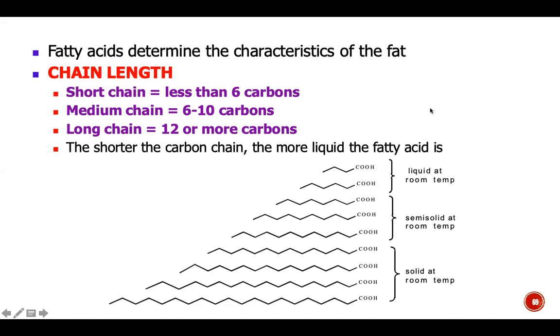Okay, fatty acid determines characteristic of the fat, because fatty acid is a single fatty acid. We're talking about shorter chain versus longer chain, the one that has double bond versus non-double bond, saturated versus unsaturated. Okay, so basically you can see from this diagram. The shorter carbon fatty acid most likely will be liquid at room temperature, as opposed to the higher chain. The long zigzag ones mean you have more carbon. Okay, the longer carbon will be more solid at room temperature.